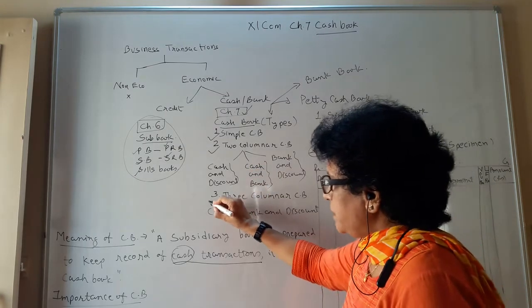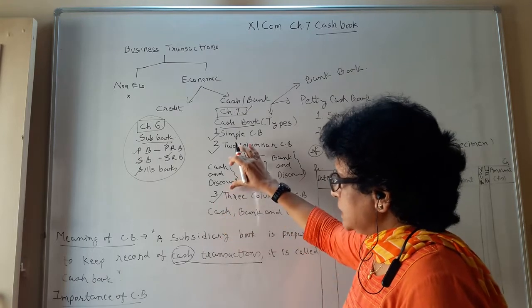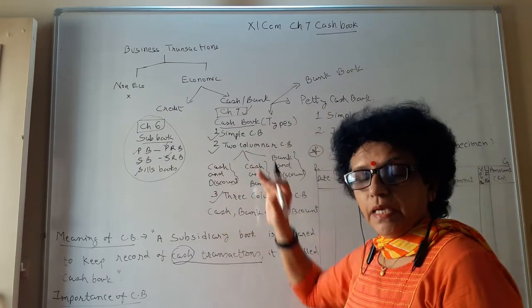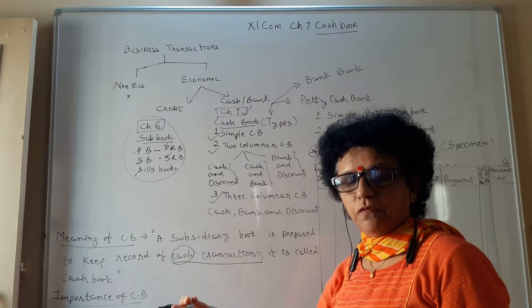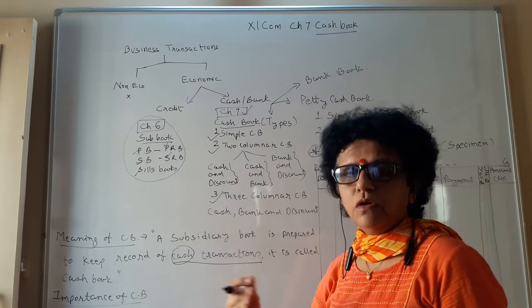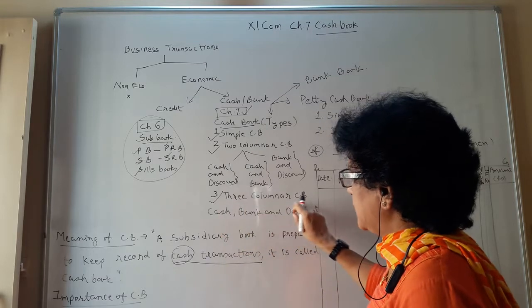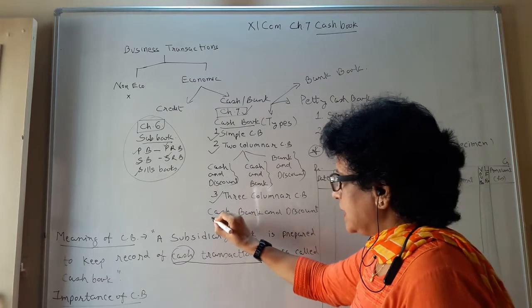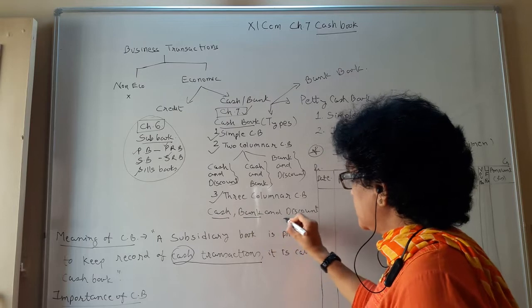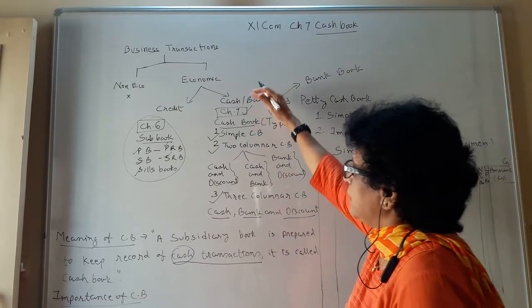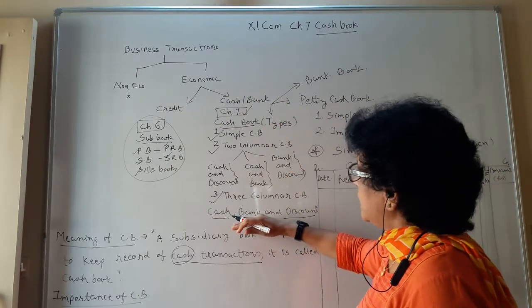Now a very big business can't manage even with two columns. They have so many transactions of cash, of bank, and of discount also. So they prefer to have a three columnar cash book. In this, cash is there, bank is there and discount is there. So this is all about the cash book.